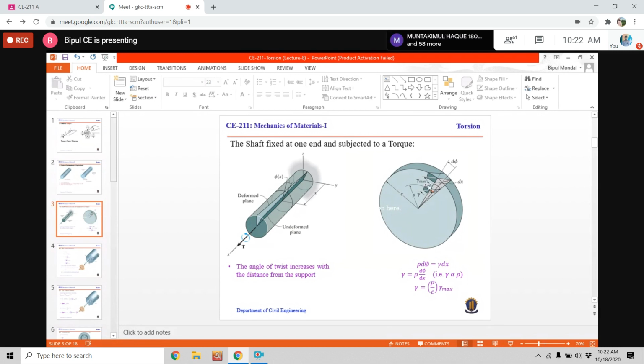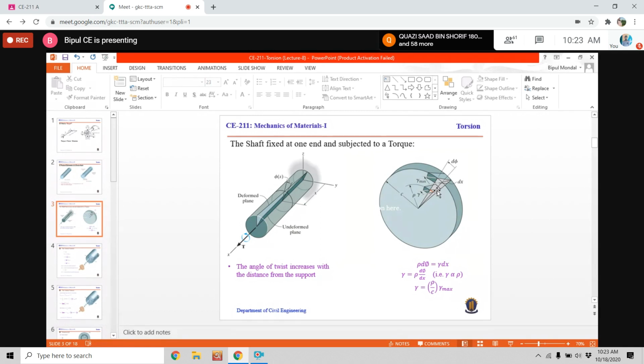Shearing strain. So we can write tan gamma, where gamma is the shearing strain, equals the red line divided by this length. So the red line divided by dx is tan gamma, and this angle is very small.